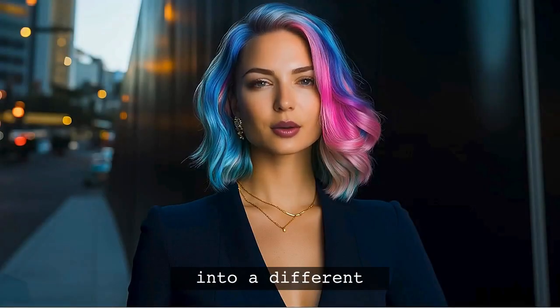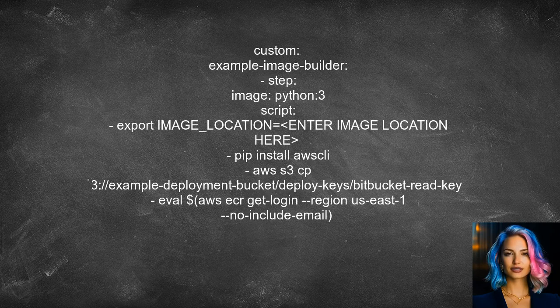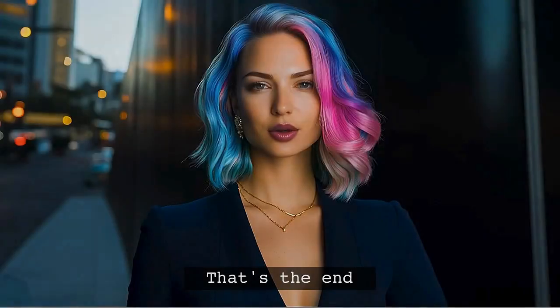Now, let's dive into a different answer from another user. An alternative solution provided by another user suggests a different approach to configuring Bitbucket pipelines with Docker for AWS. They recommend creating a custom pipeline in your Bitbucket pipeline.yml file. Start by setting up the necessary environment variables, including the image location and build context. Then, install the AWS CLI and copy your deployment keys from an S3 bucket. After that, use SSH to clone your repository. Finally, build and push your Docker image to Amazon ECR, passing your AWS credentials as build arguments. That's the end of that answer.